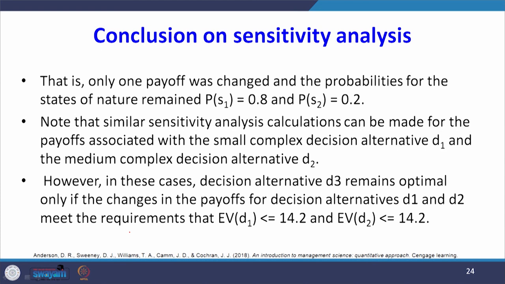However, in these cases, decision alternative D3 remains optimal only if the changes in the payoffs for decision alternatives D1 and D2 meet the requirement that EV(D1) is less than 14.2 and EV(D2) is less than 14.2. So, what we are learning here is that currently the expected values of D1 and D2 are less than 14.2. Because they are less than 14.2, D3 will always be the best decision.